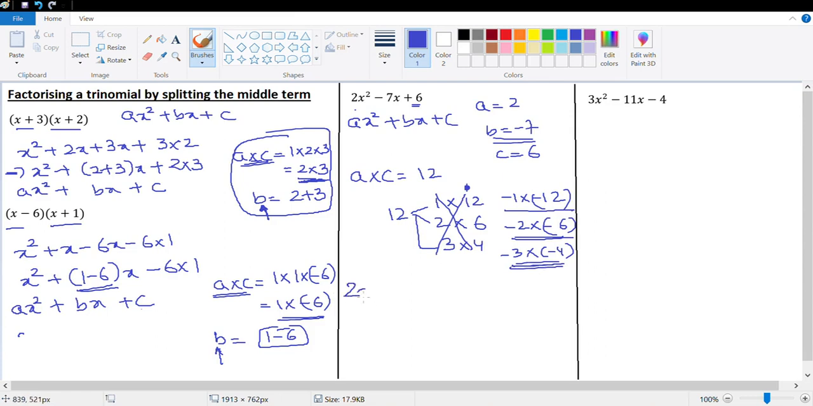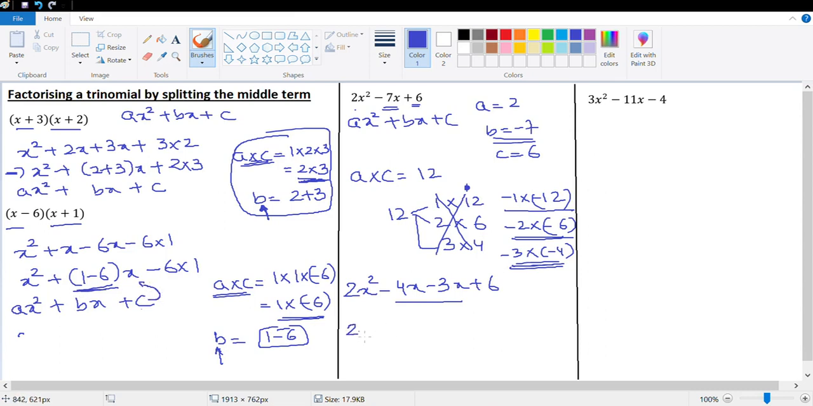Let's see how we write it. So 2x squared minus 4x minus 3x plus 6. All I have done is split the middle term negative 7 as negative 4 and negative 3. This is exactly what we are doing from here. I was moving from here to here, right?